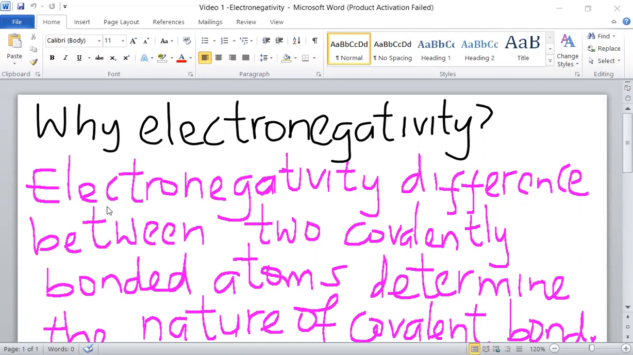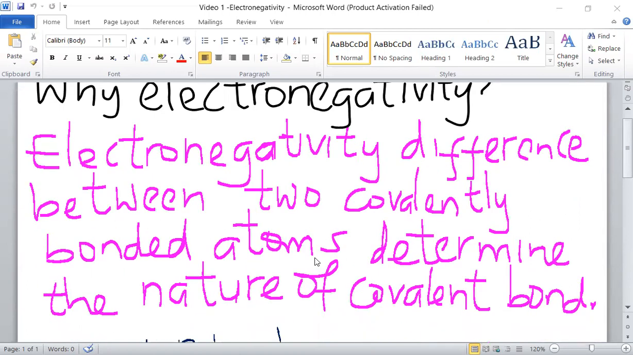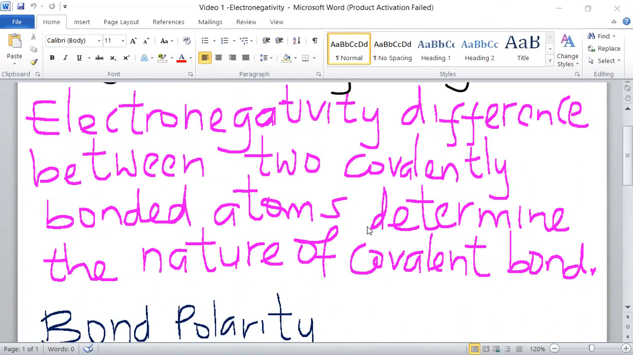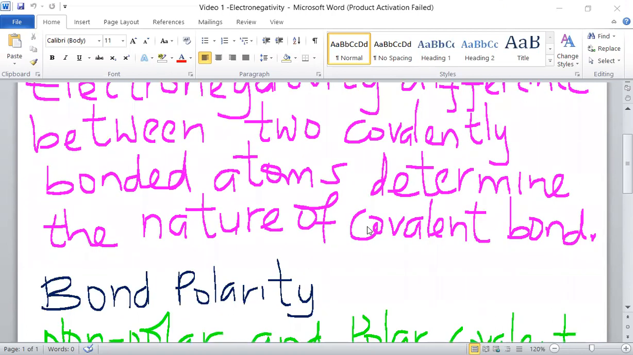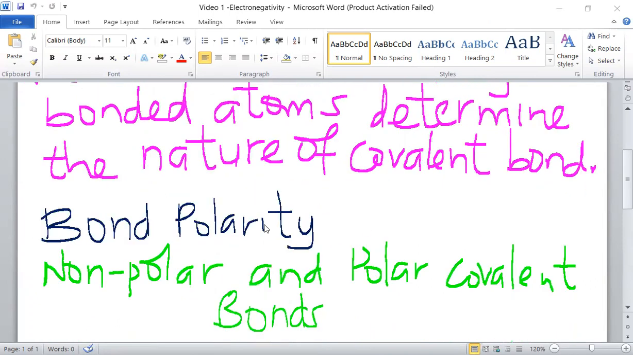Now, the electronegativity difference between two covalently bonded atoms determines the nature of the covalent bond. So when we talk about bond polarity, is the bond polar or non-polar? Of course, we are going to see what that really means. Bond polarity, non-polar and polar covalent bonds.